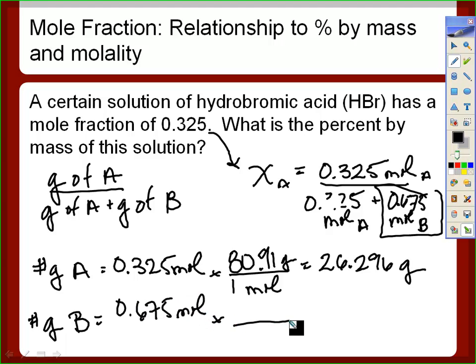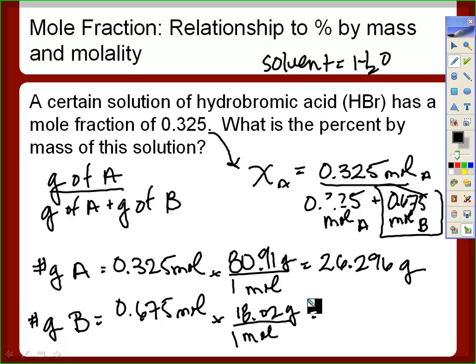And my number of grams of B is going to be just this 0.675 moles. And the molar mass of B, well, it's a solution, so the solvent is water, because water is the universal solvent. So if it doesn't say something else, it's water. It's aqueous. And 1 mole of water is 18.02 grams, and 0.675 times 18.02 is going to give me 12.164 grams. So before, the mole ratio of A was much smaller than of B, but because of the molar mass, we actually have more grams of A than of water.